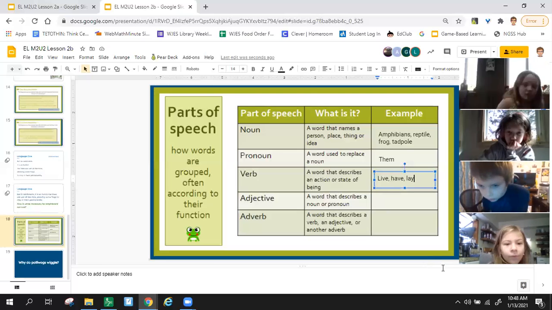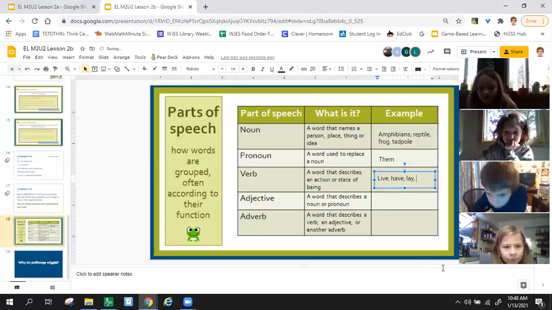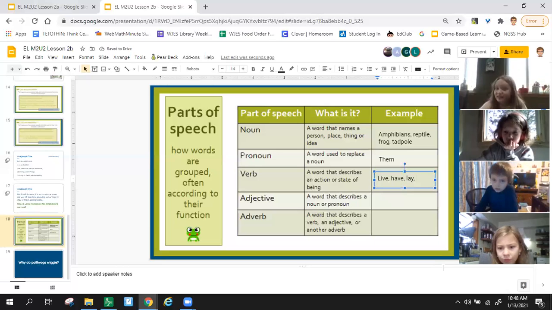All right, what do amphibians do after they grow legs? They crawl. Oh, very good.